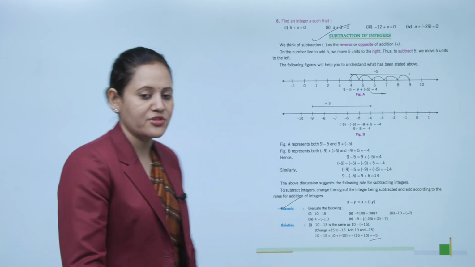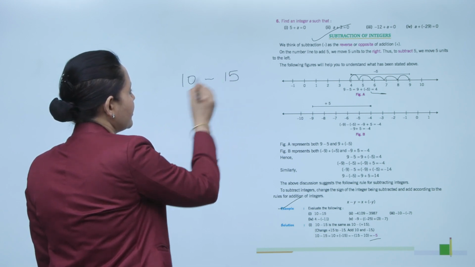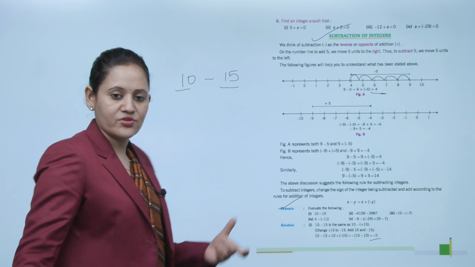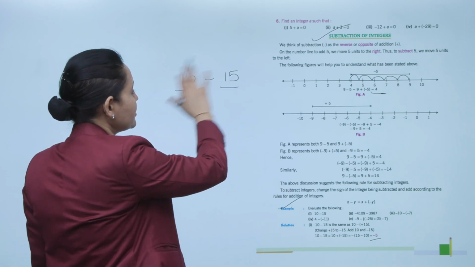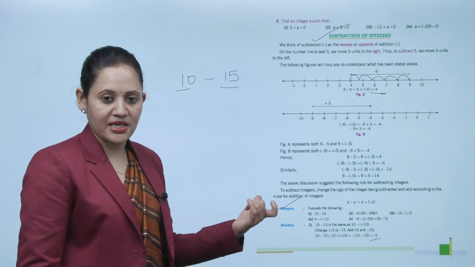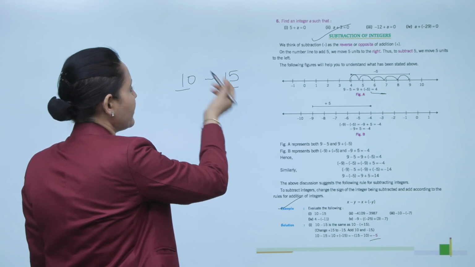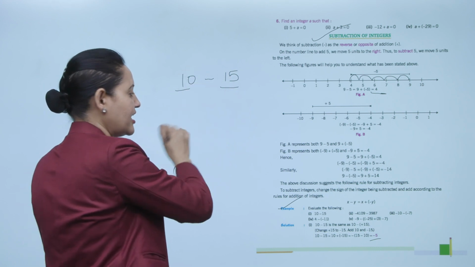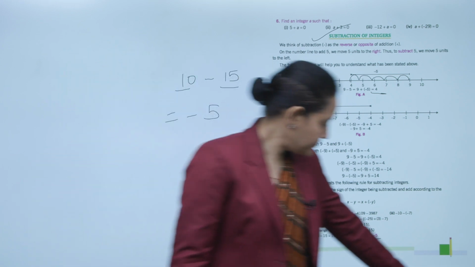And simply what you can do: two numbers, one positive and one negative, we will find the difference of their absolute values. So, 15 minus 10, that is 5, and we will put the sign of whichever value is greater. So, the negative one is greater. So, the answer will be -5. Clear?